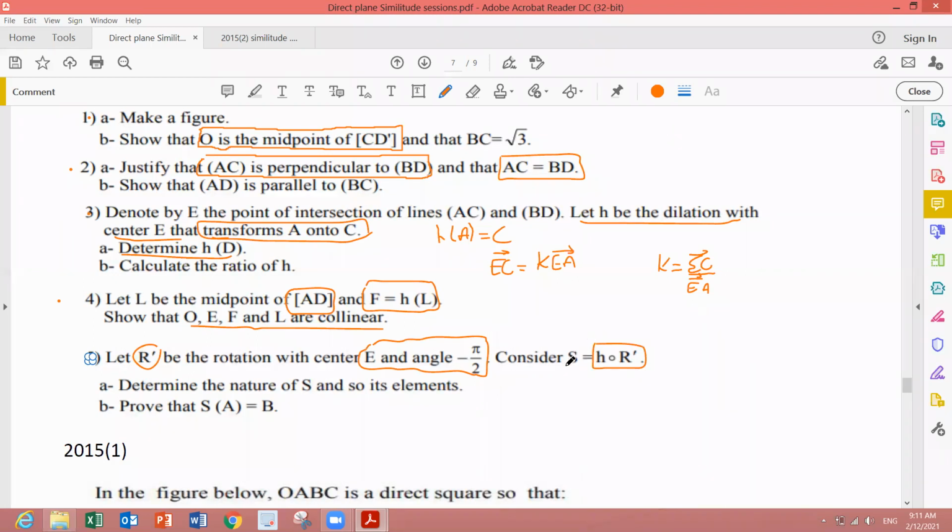What will S be? The composite of a dilation and a rotation of the same center. What comes out of it? A rotation. S will be like a similitude. Similitude.